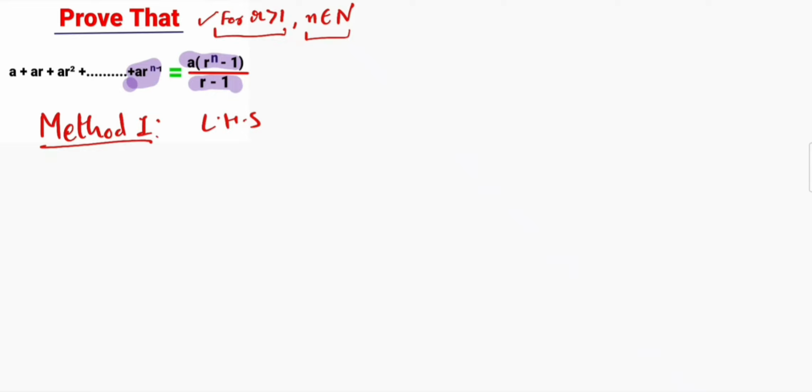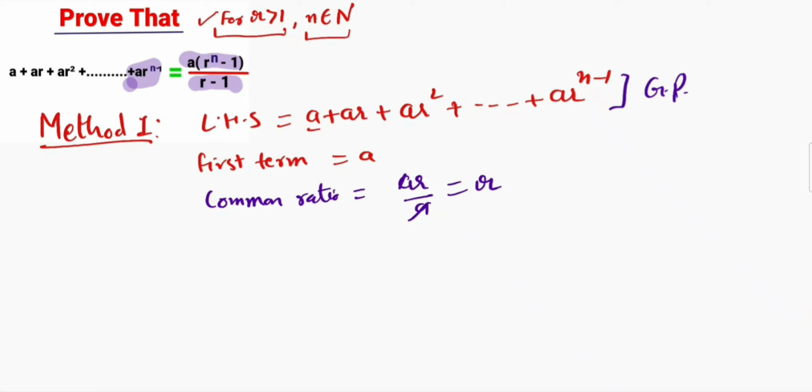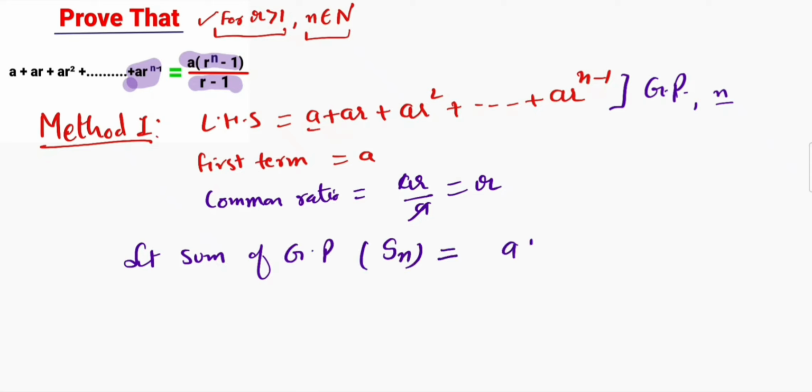So my left hand side is equal to a + ar + ar² + so on + ar^(n-1). Here the first term is a and the common ratio is ar upon a, which is equal to r. So this is my GP, and here we have n terms of this GP. Let the sum of this GP be Sn, which is equal to a + ar + ar² + so on + ar^(n-1).